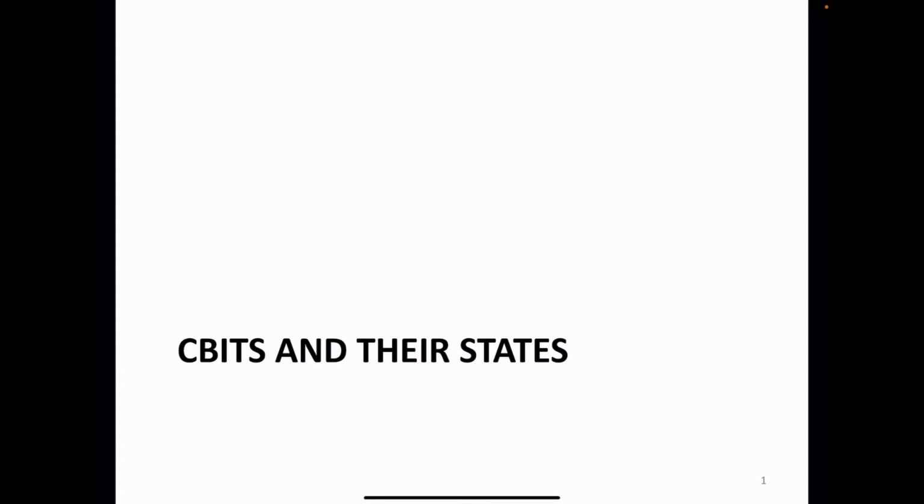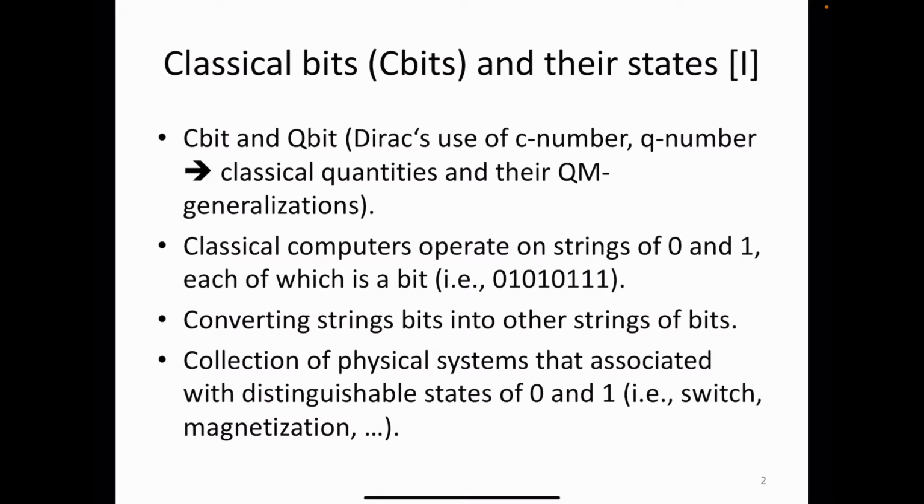Today we're going to talk about classical bits and quantum bits, specifically the differences between classical and quantum bits. Classical bits being those used in a classical computer, or those a classical computer operates on, and quantum bits, of course, being the ones that a quantum computer operates on. Anytime in my lecture slides you see C bits, I refer to classical bits. And that's what we start with, classical bits and their states.